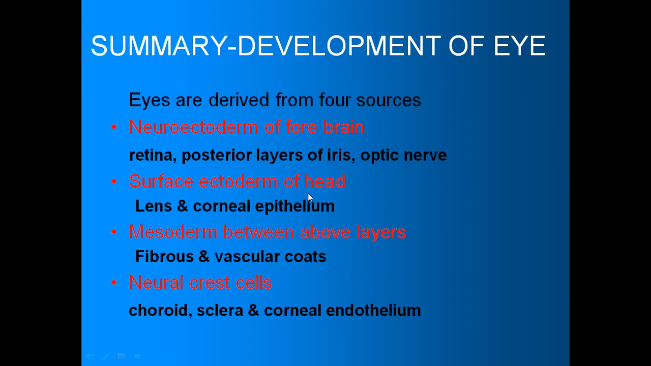The surface ectoderm of the head region where the eyeball comes and touches first gives rise to the lens placode. The lens will be invaded within the optic cup. Later it gives rise to one epithelium, the external or anterior epithelium of the cornea only.